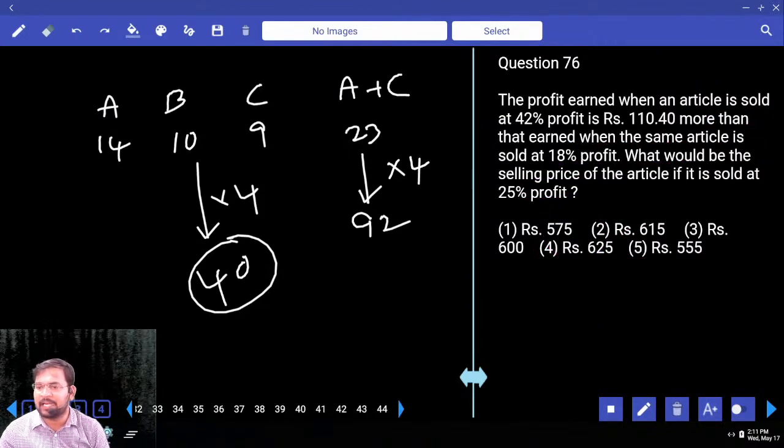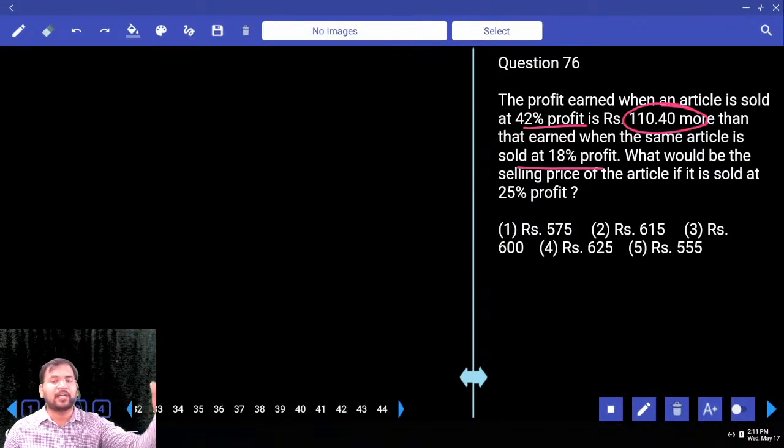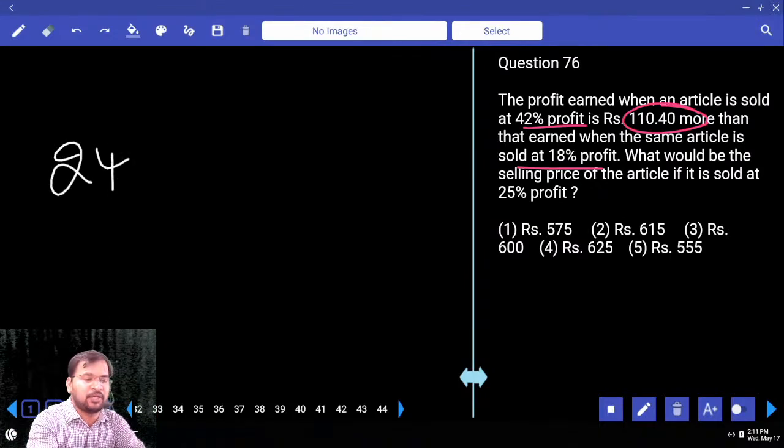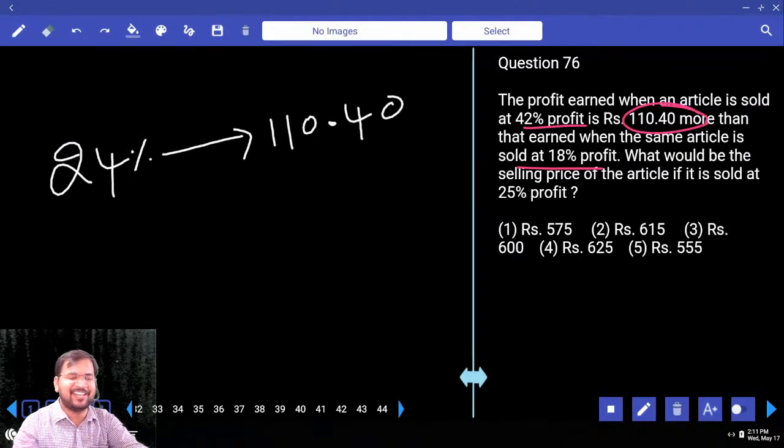The profit earned when an article is sold at 42% profit is 110.40 more than when the same article is sold at 18% profit. What would be the selling price of the article if it is sold at 25% profit? If it is sold at 42% and in the second case at 18% profit, the difference is 110.40. 42% minus 18% is 24%. Due to that 24% only you are getting 110.4. Yes or not? Very good.